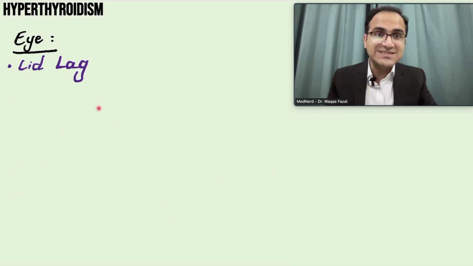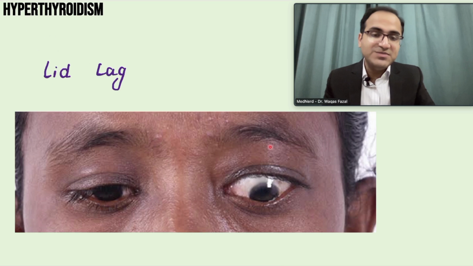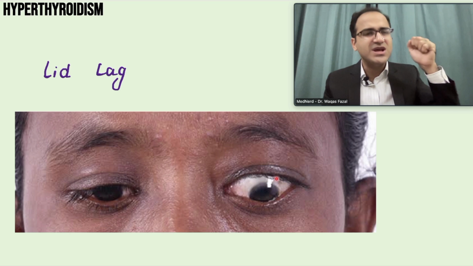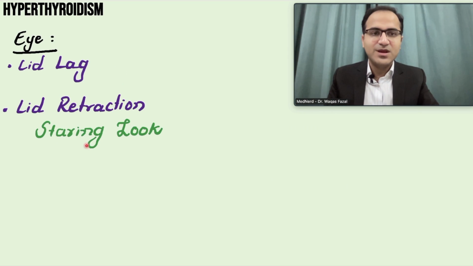Now coming to the eye signs seen in patients with Graves' disease. What you see is that there is lid lag. Basically, when a person normally looks down, the eyelid would also go down. But in patients with Graves' ophthalmopathy, when they look down, the eyelid does not go downward because of the excessive spasm, lid retraction that is present in patients with Graves' disease.